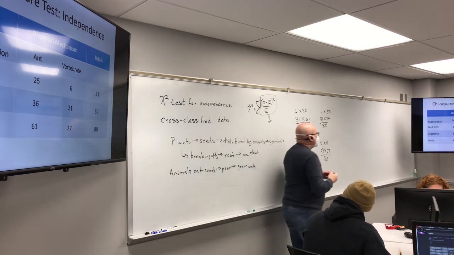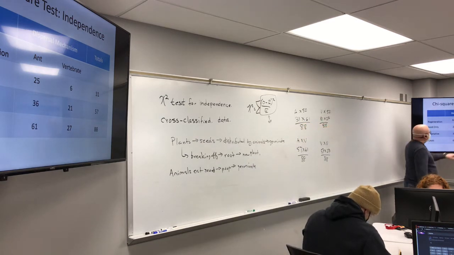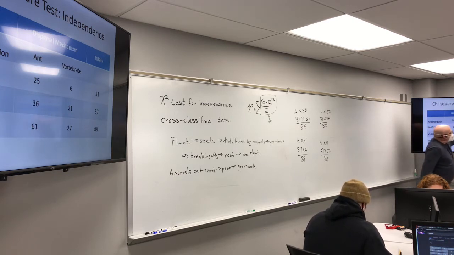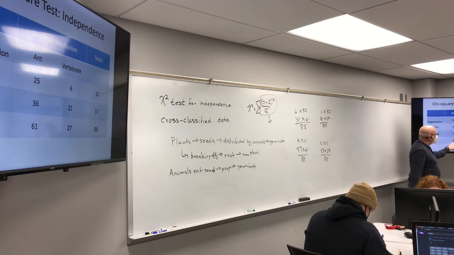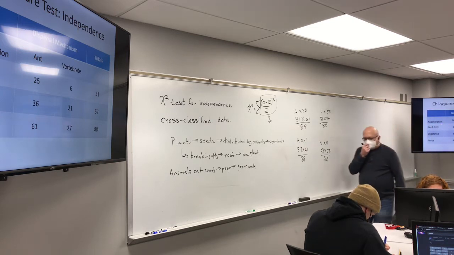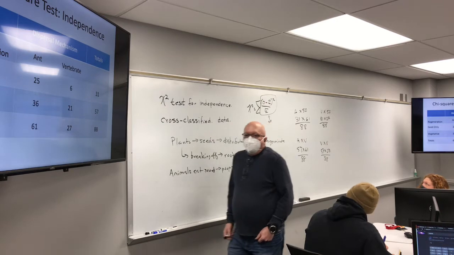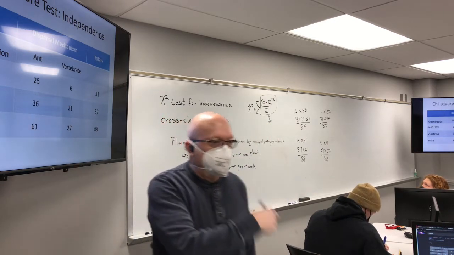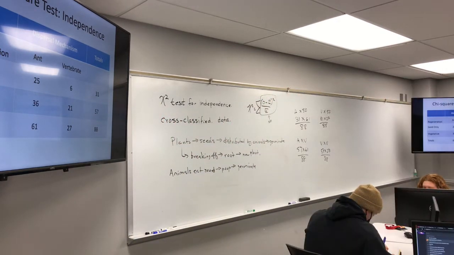Okay, so for each of these, we take row total times column total divided by the total, and that's what goes here. For this one, row times column divided by total, for this one, row times column divided by total, and for this one, row times column divided by the total. Do the math real quick, and build yourself a table that kind of mirrors this table but has the expected values in it.